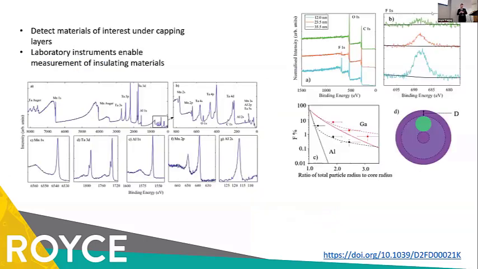We can detect materials of interest under capping layers. So in a lot of analysis, it's really important that they might have a top electrode, or they just want to seal their material. So on the left here, you've got an example of some manganese aluminium alloy that's underneath a tantalum capping layer. I think somewhere between 5 and 10 nanometers of tantalum.